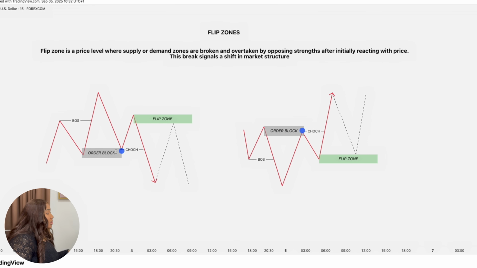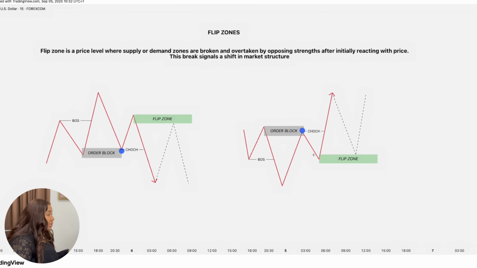So price tapped into the order block, reacted, more like giving the order block traders hope that price will push up from there, and immediately we got a break of that particular order block. So the flip zone will now be the point of reversal. That is where the break happened from. That is now what you will map out as the flip zone and wait for price to tap into that zone and then push to your direction.